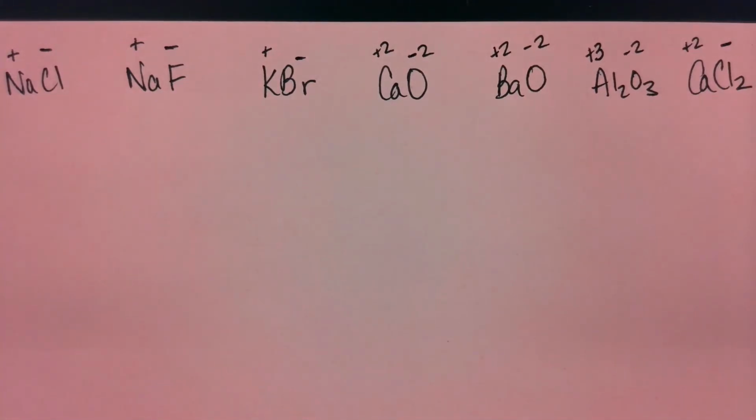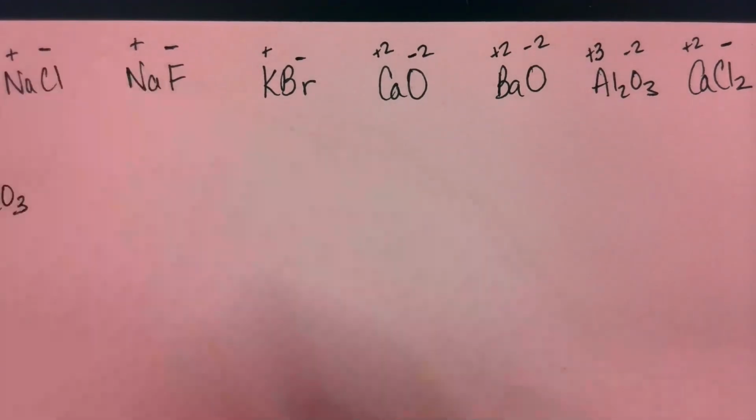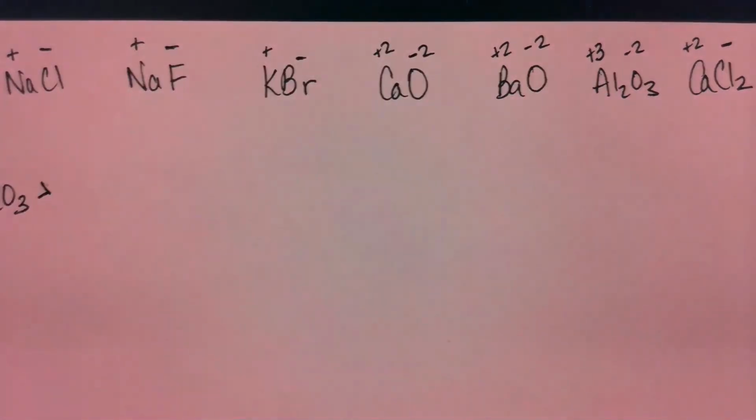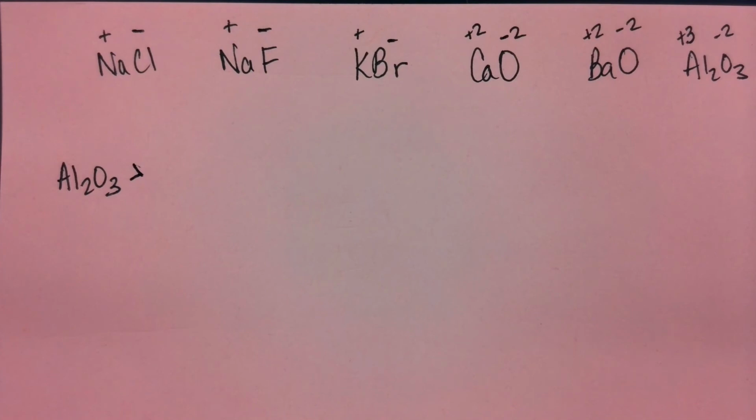Okay, so just based on charge, who's the most attractive? Yeah, so Al2O3 is the most attractive. It has an extremely high melting point. Okay, it has no competition.